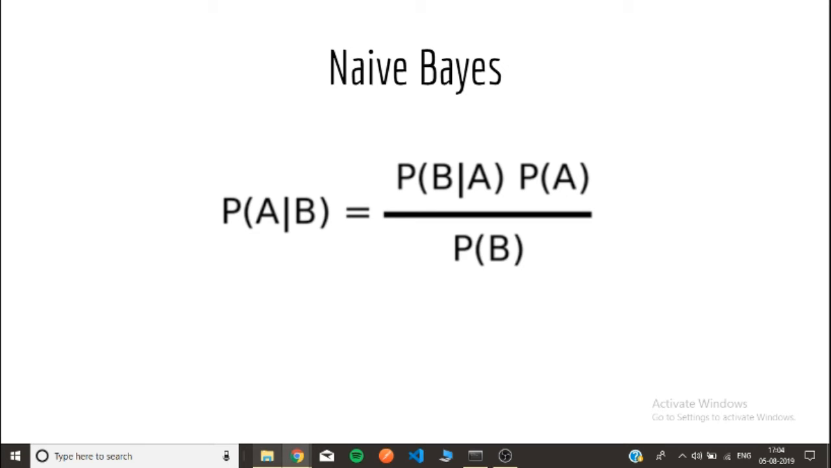The way they get these probabilities is by using Bayes' theorem, which describes the probability of a feature based on prior knowledge of conditions that might be related to it. Naive Bayes works well with text data, and that's why it's quite popular in NLP or natural language processing.